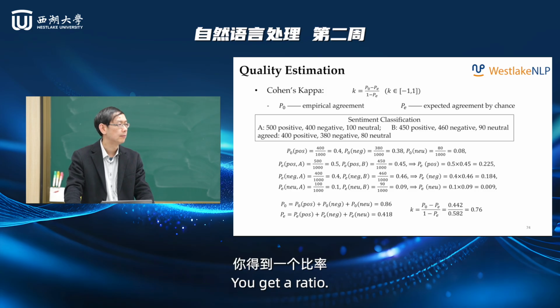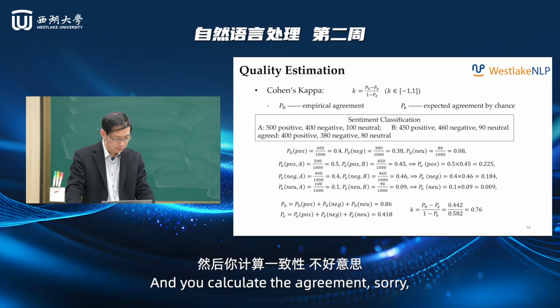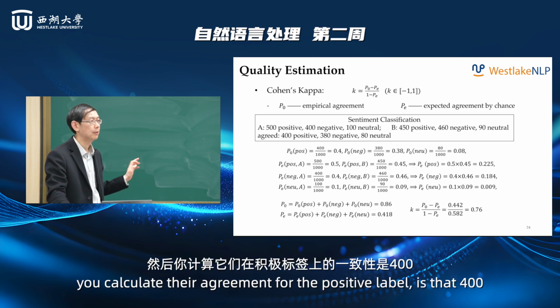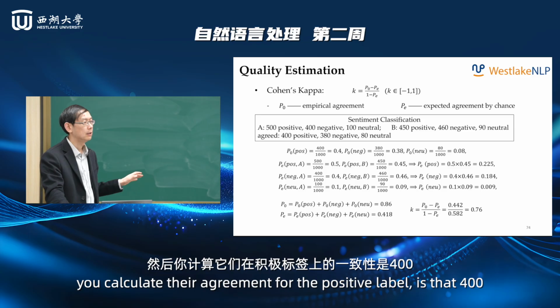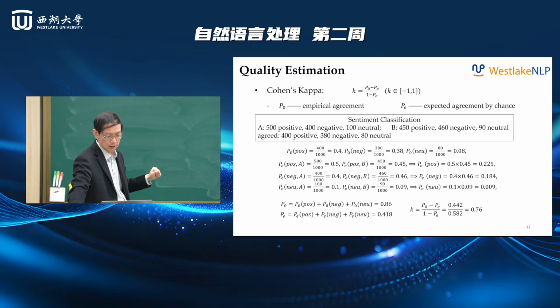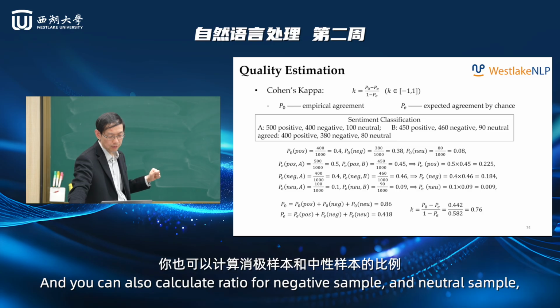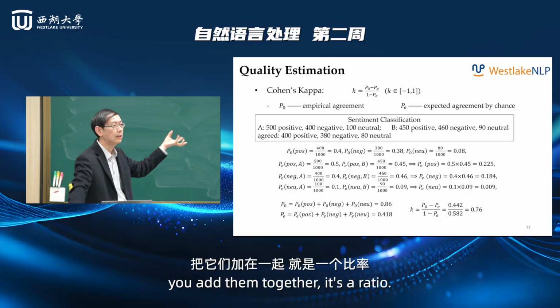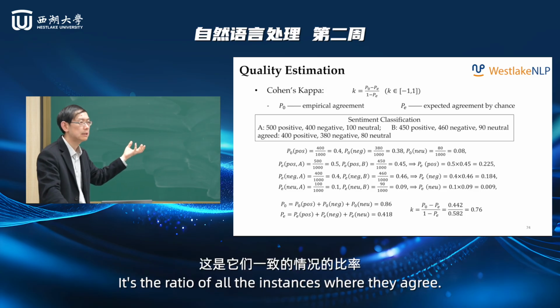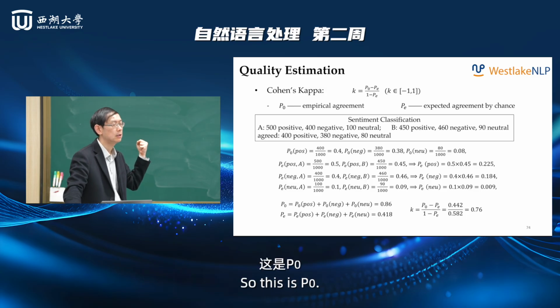You get a ratio, and you calculate their agreement for the positive label. It's 400 that they agree over the whole dataset. And you can also calculate the ratio for the negative samples and neutral samples. You add them together, and it's the ratio of all the instances where they agree. So this is P0.